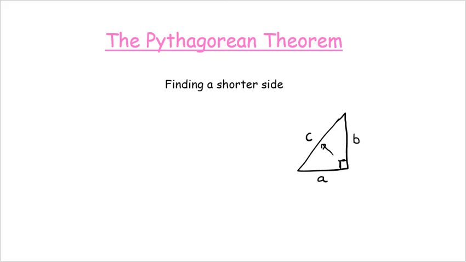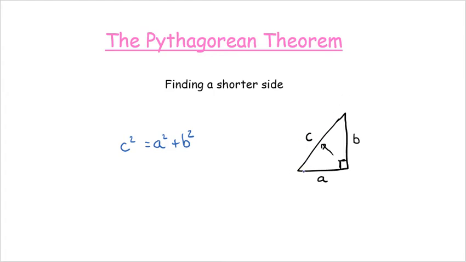Hi folks, this video is on using Pythagoras' theorem to find the shorter side of a right angle triangle. So far we've looked at, in a right angle triangle, how we can find the length of the hypotenuse by using the formula c squared equals a squared plus b squared. Now bear in mind that c is always the hypotenuse, which is always the longest side.